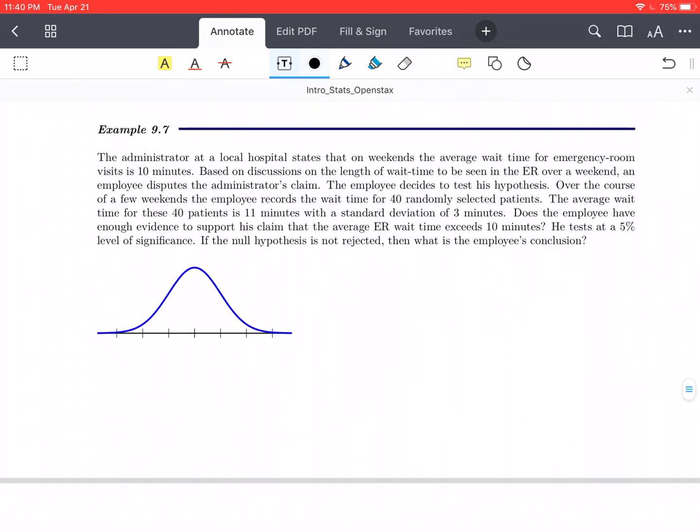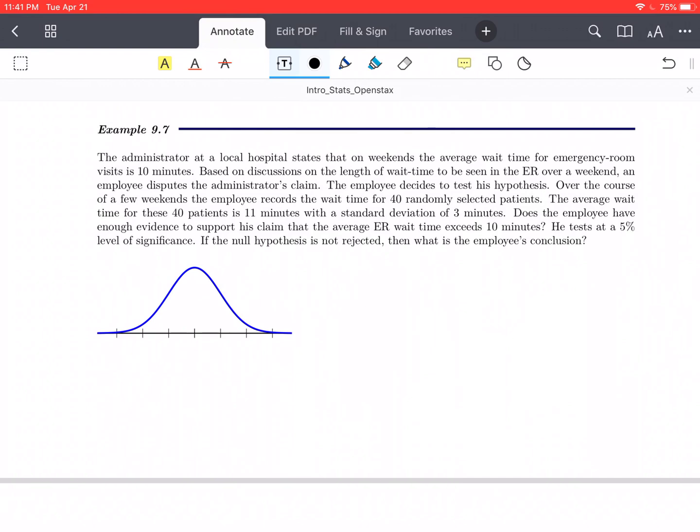So the administrator at a local hospital states that on weekends, the average wait time for emergency room visits is 10 minutes. Based on discussions on the length of wait time to be seen in the ER over a weekend, an employee disputes the administrator's claim. The employee decides to test his hypothesis. Over the course of a few weekends, the employee records the wait time for 40 randomly selected patients. The average wait time for these 40 patients is 11 minutes, with a standard deviation of 3 minutes. Does the employee have enough evidence to support his claim that the average ER wait time exceeds 10 minutes? He tests at a 5% level of significance. And then if we do not reject the null hypothesis, then what is the employee's conclusion?